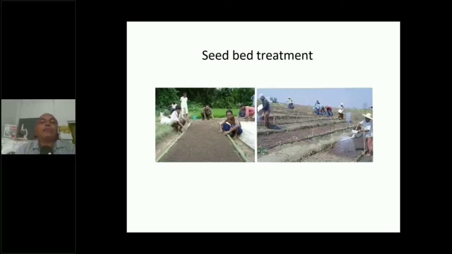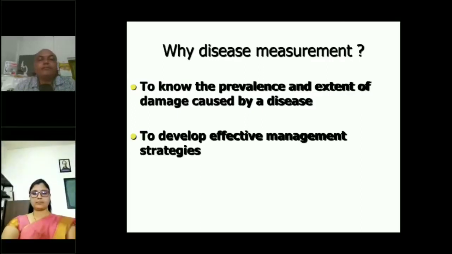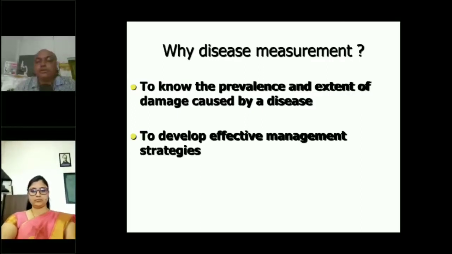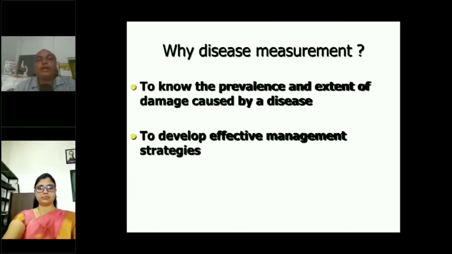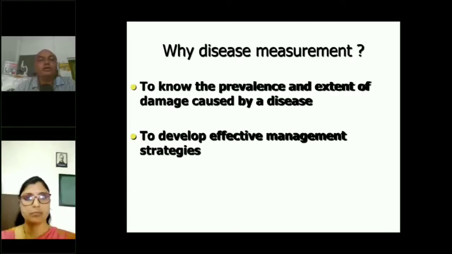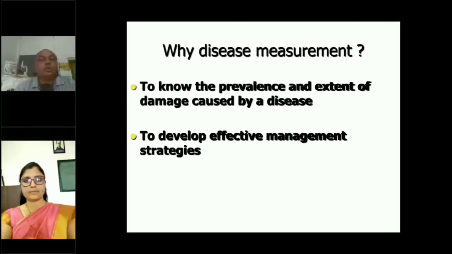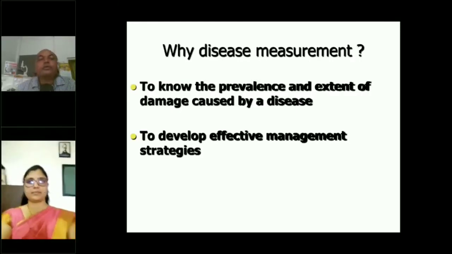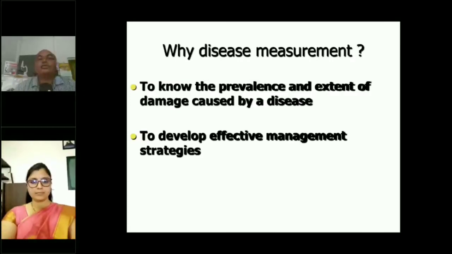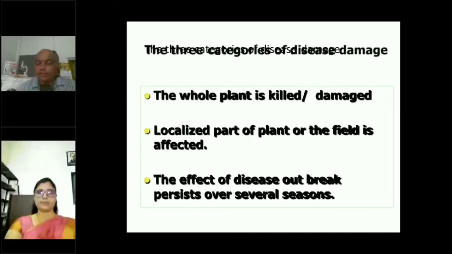Then after this, because we have RAWE students with us, and RAWE students maintain their manual of disease. Why disease measurement is very important, and in their manual they need to measure the disease. We will see why disease measurement is important: to know the prevalence and extent of the damage caused by disease and to develop effective management strategies, we need to know how much disease is there. Therefore, they will measure the disease. And this disease damage is sometimes the whole plant is killed or damaged, or sometimes only a localized part of the plant is infected. The effect of disease outbreak persists over several seasons. These are the various possibilities of disease.